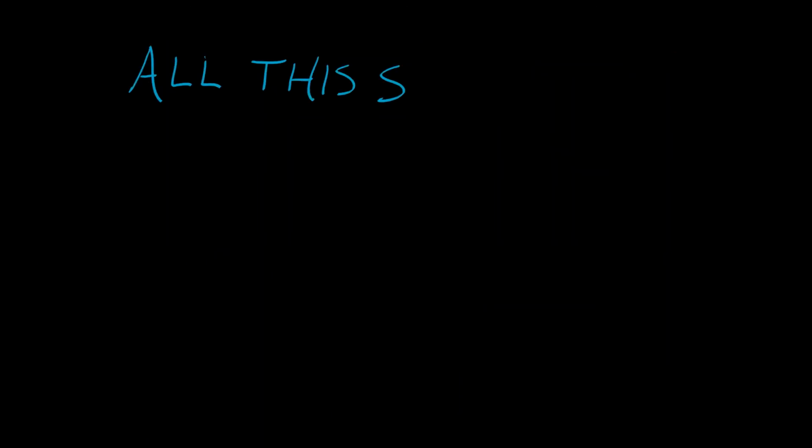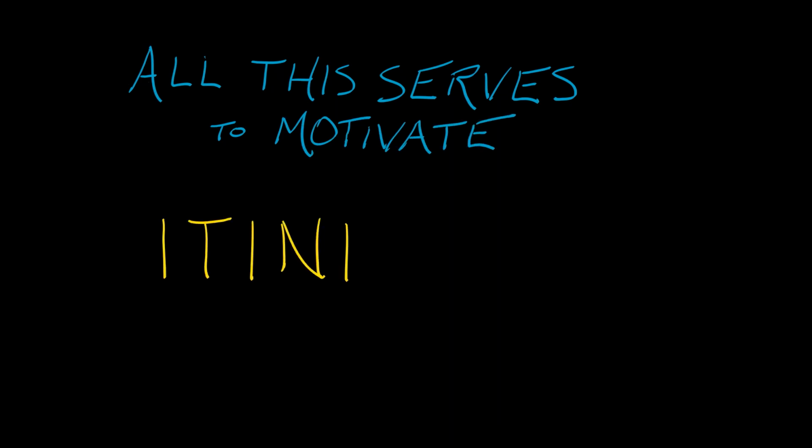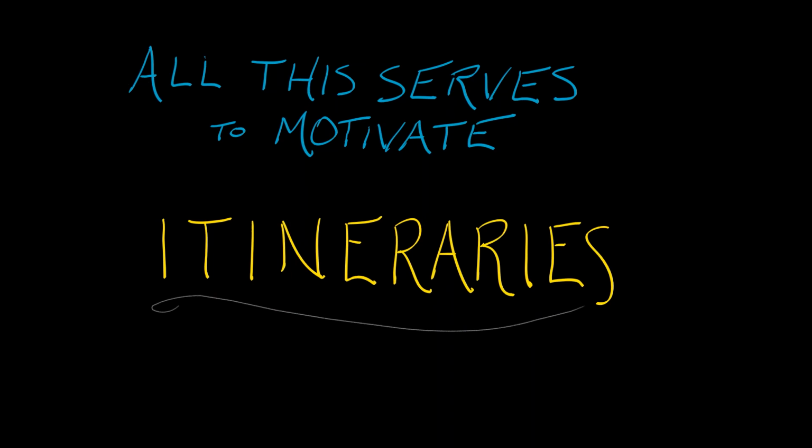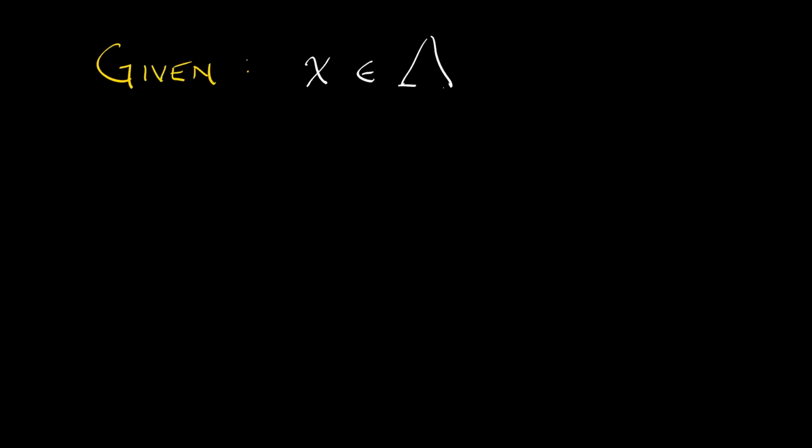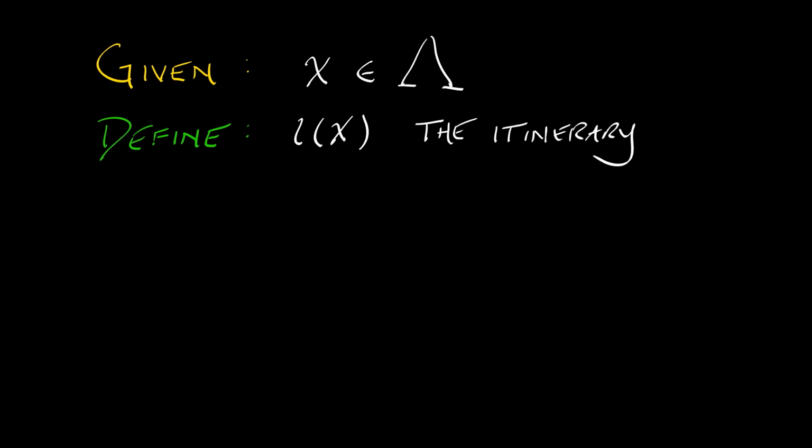Now, why are we doing this? All of this serves to motivate the symbolic dynamics, or the itineraries, for points in the horseshoe invariant set that we can now fully describe. Here's the setup. Given a point x in the invariant set Lambda for the horseshoe map, we're going to define I of x to be the itinerary, the symbol sequence of x. This is going to be a symbol sequence whose digits are in the set {0, 1}. But instead of raising that set to the power of the naturals, we're going to raise it to the power of the integers. What do I mean by that?